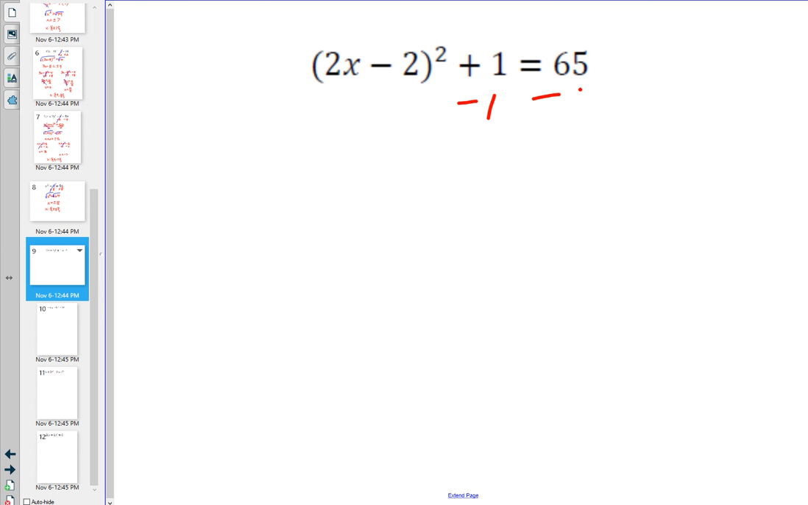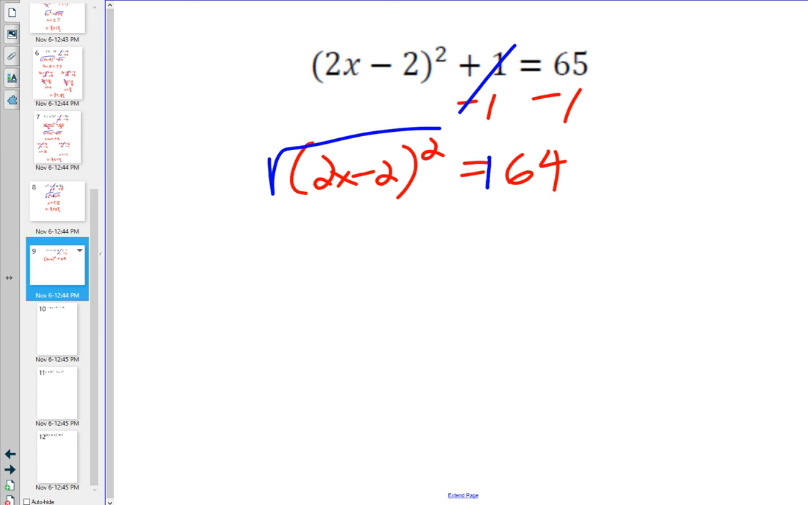All right, let's see. 2x minus 2 squared is equal to 64. Isaac, what do you want to get rid of next? Which one? There's 3 of them. Enrique, which one do you want to get rid of next? Who said that? Good. The exponent. Square root. So 2x minus 2 is equal to plus or minus 8. Don't forget the plus or minus.